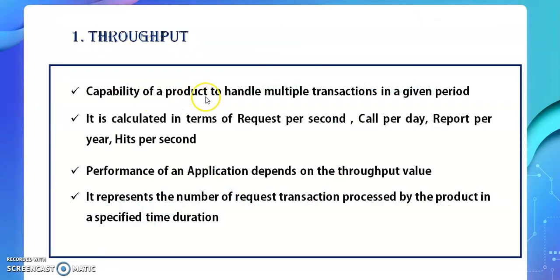The capability of a product to handle multiple transactions like one product is throughput. It is calculated in terms of requests per second, calls per day, reports per year, and hits per second. Performance of an application depends on the throughput value. If the throughput value is high, you can say that performance is also high. It represents the number of requests or transactions processed by the product in a specified duration of time.